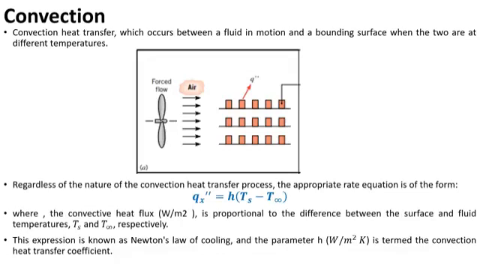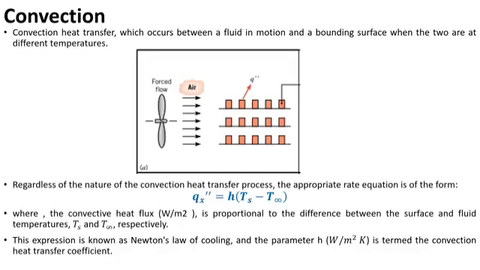The rate equation which quantifies convection heat transfer is given by Newton's law of cooling, and it states that q''x = h(Ts − T∞). q''x is the heat flux, as we have learned in conduction. Nothing different in convective heat flux and conductive heat flux. Both are heat flux and both are the heat transfer per unit perpendicular area.